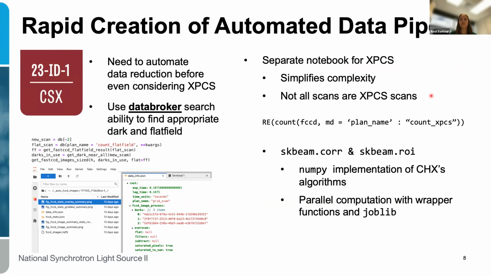In addition, this is nice because you can separate notebooks for jobs or purposes. So we have a separate notebook for XPCS, and this makes the notebook easier to read and review. And as we implement more and more machine learning, we can have a few notebooks run simultaneously in order to understand what the best path forward is. But not all scans are XPCS scans at CSX, and so we can use the metadata associated with each scan in order to make sure that we process data correctly, using just standard tools that are available.